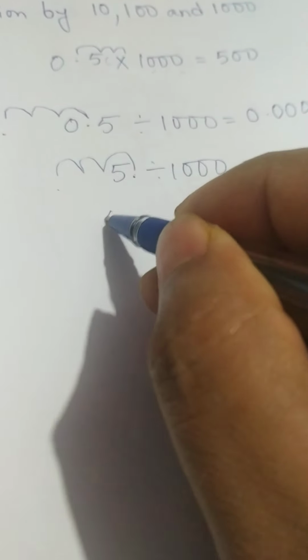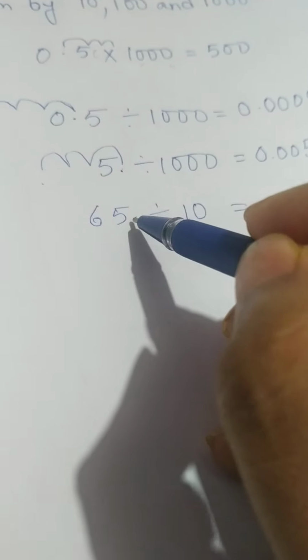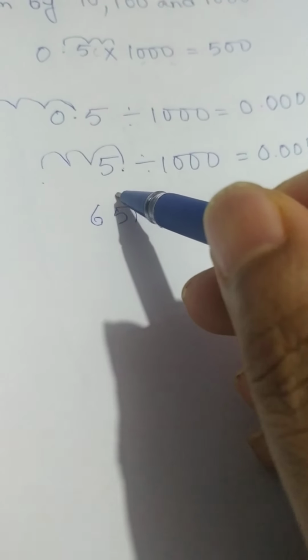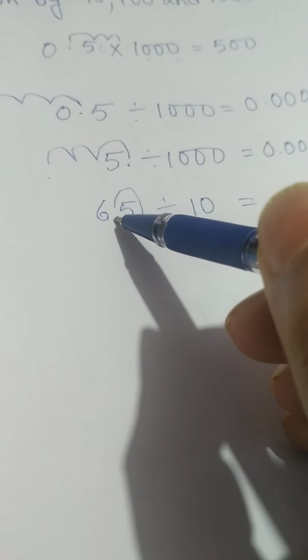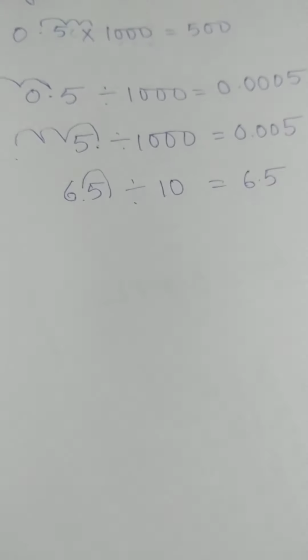So let's say 65 divided by 10. What will be the answer? Since this is a number, we need to consider the point is over here, so it will go only one time. So no empty boxes, the point will just come over here. So the answer will be 6.5.